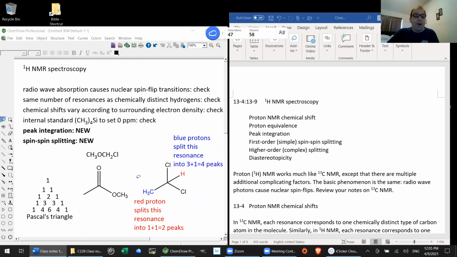In carbon NMR, we learned that we would expect one resonance for every chemically distinct type of carbon atom. And we went over how to tell whether two carbons were the same or different. Exactly the same idea in proton NMR. We expect one resonance for every chemically distinct type of hydrogen. And I've even given you, let's see, where is it?